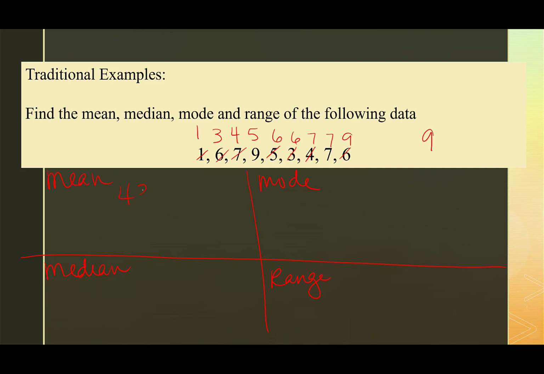I have a total of 48. Divide that by 9, and the mean is about 5.3. You can put the repeating bar over the 3. All right, next. Let's just look at these red values that I have in numerical order and find the median.